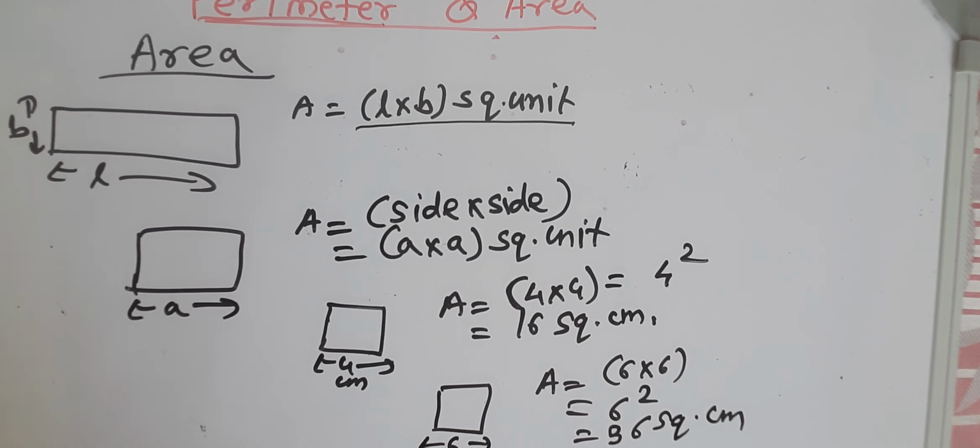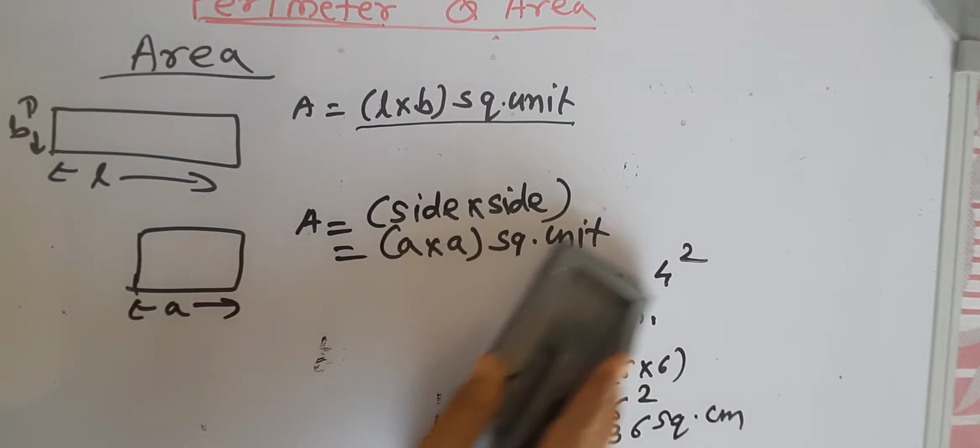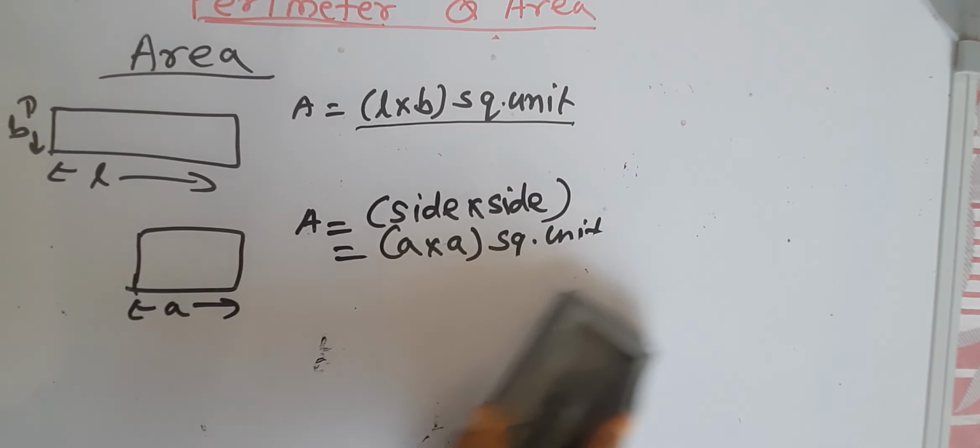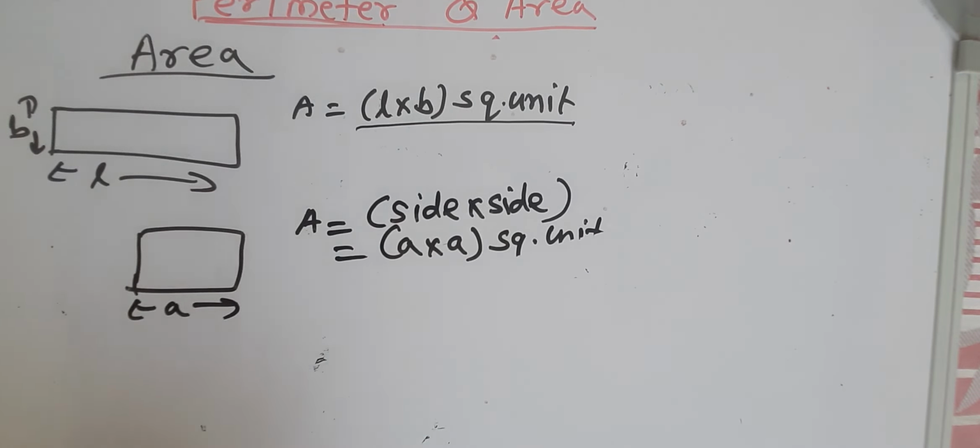Okay, so this is how we find out the area of square. It's very easy. It's just twice the length of its side. Okay, 2 times the length of its side. Now how to find out the area of rectangle? For rectangle, the formula to find out the area is half of base into height. Okay, what it is? Half of base into height.